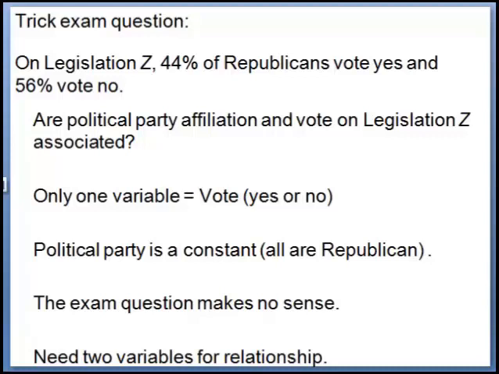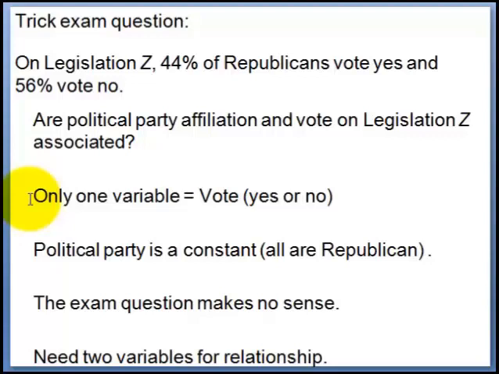Now let's take a look at some situations that are not connected with the study of relationship. Suppose that you see this, that on legislation Z, 44% of Republicans vote yes and 56% of Republicans vote no. And then the question on the exam is posed to you: are political party affiliation and vote on legislation Z associated? The problem with this trick question is that we have only one variable.